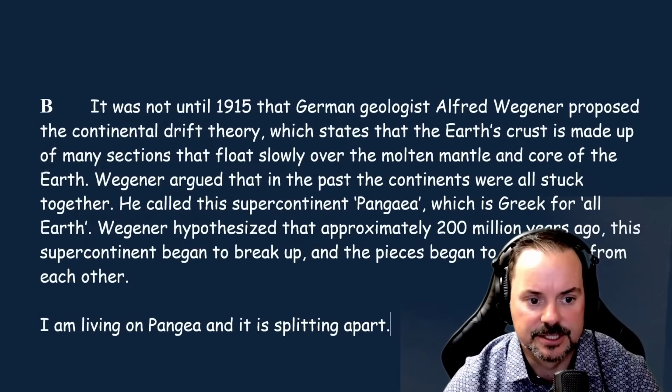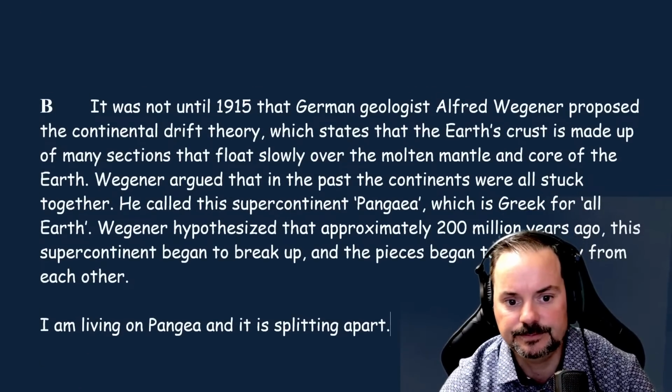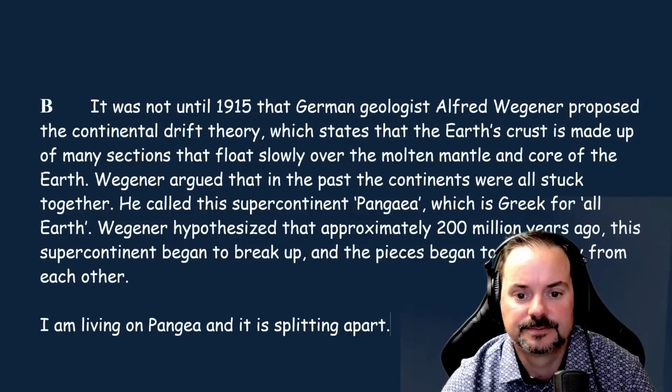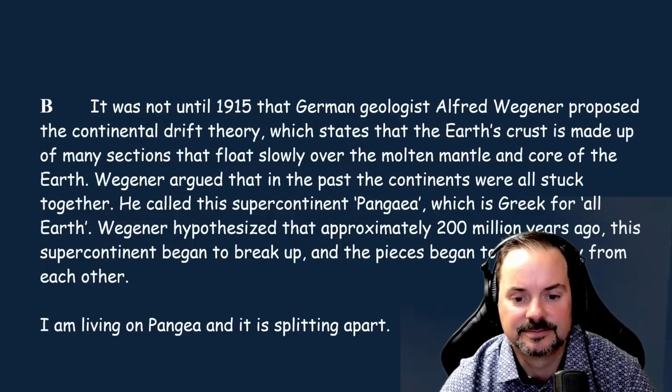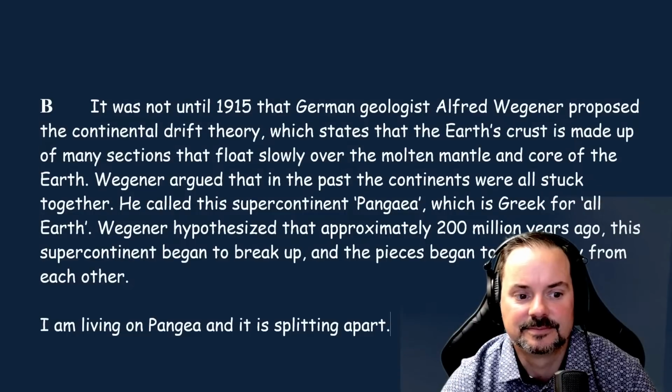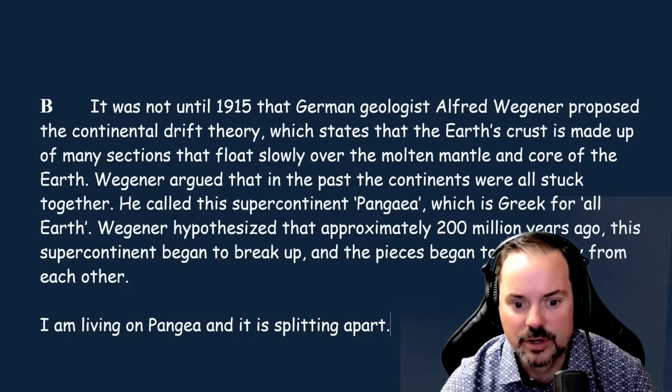So the first sentence. It was not until 1915 that German geologist Alfred Wegener proposed the continental drift theory, which stated that the Earth's crust is made up of many sections that float slowly over the molten mantle and the core of the Earth.